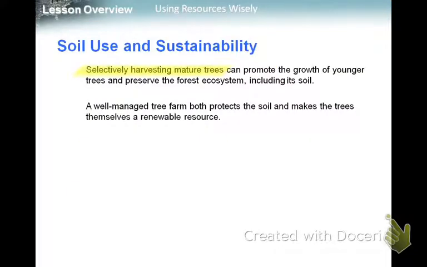Selectively harvesting mature trees can promote the growth of younger trees. It lets the sun through for those younger trees and preserves the forest ecosystem. So instead of just slashing and burning and cutting down every single large tree or mature tree, just do some of them, everything in moderation. A well-managed tree farm protects the soil and makes the trees themselves renewable.